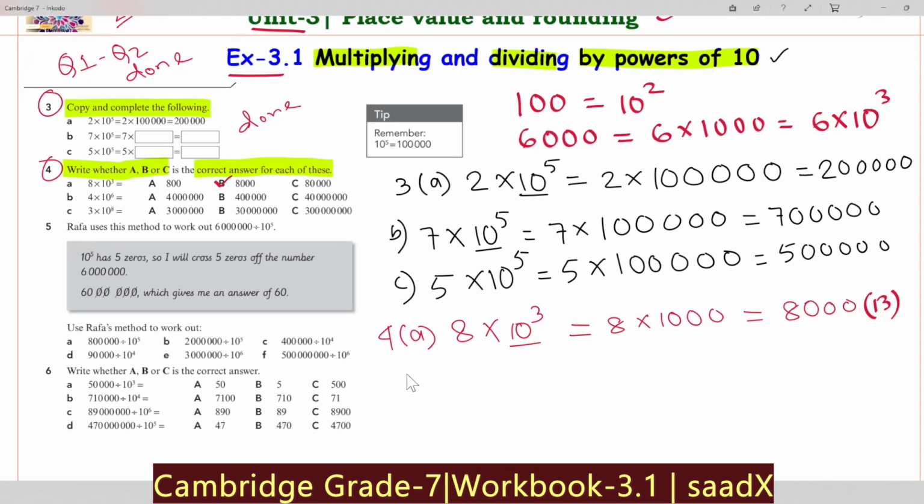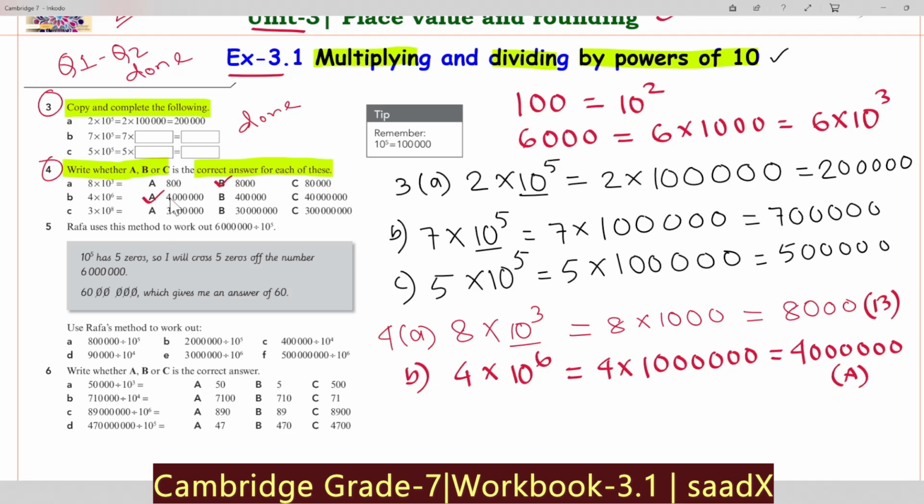Anyway, now number b. Here is 4 times 10 to the power 6. It means 4 times 1 followed by 6 zeros, 1, 2, 3, 4, 5, 6. Finally we can write 4 and then 6 zeros. Now let's find out which one is correct. So where is 6 zeros with 4? Number a is our correct answer.